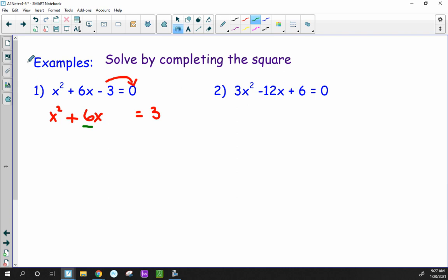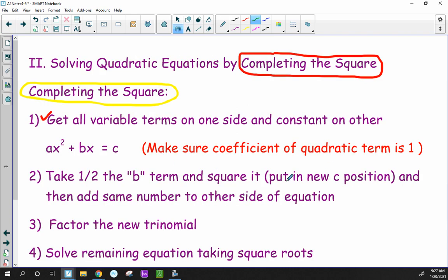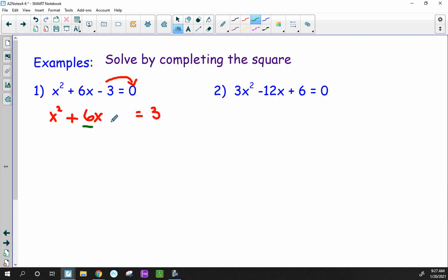Now, what do I do with that 9? Well, according to your notes, you're going to put it in the new C position. The new C position is this position, this little space that I had you leave on your paper. And so you're going to put positive 9 there. Again, 6 divided by 2 is 3. 3 squared is a positive 9.